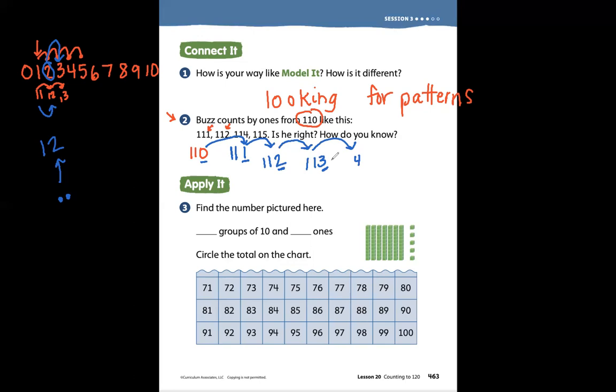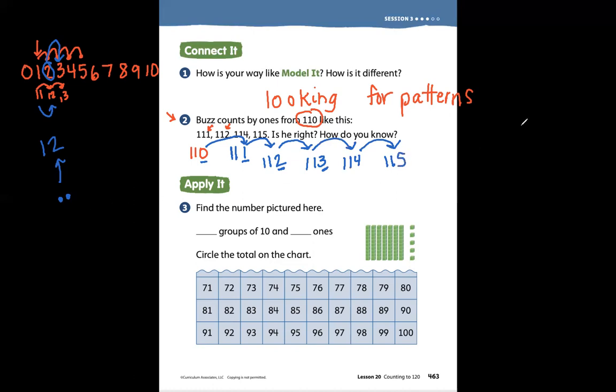0, 1, 2, 3, 4. 110, and one group of 100 stays the same each time. And what comes after 114 is 115.